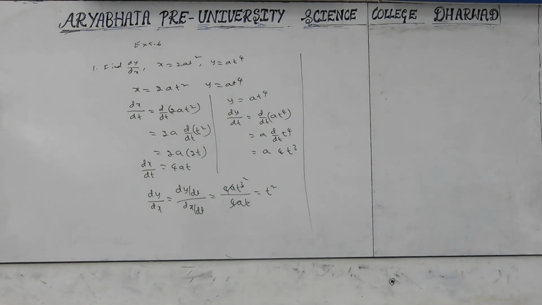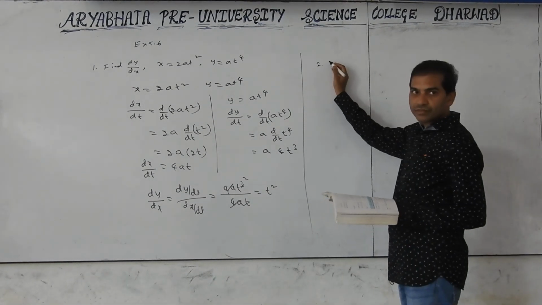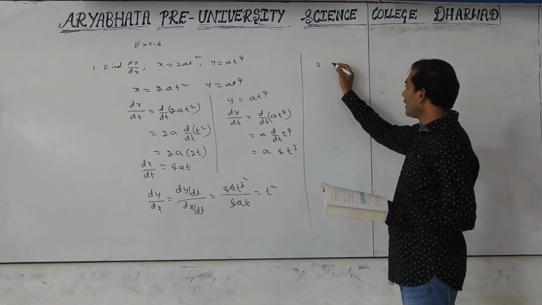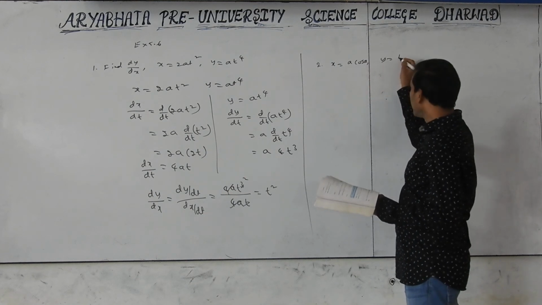Next. Second question, try yourself. If x is equal to a cos theta, y is equal to b cos theta.